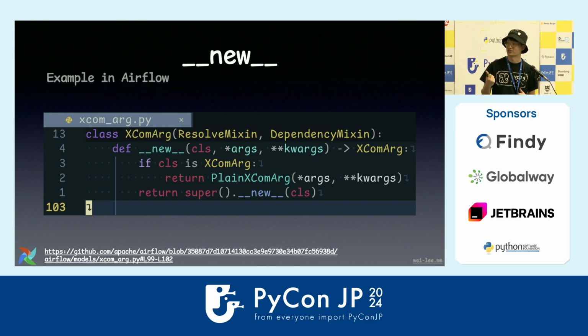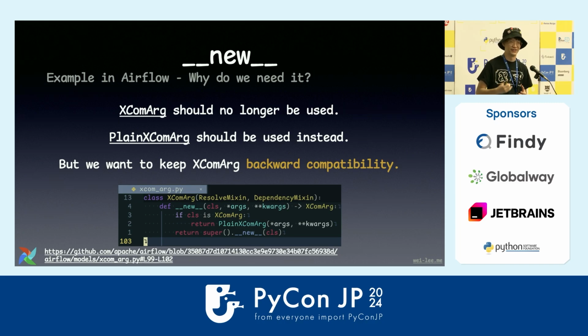In XComArgs, we use this __new__ because XComArg is kind of deprecated. We don't want to use it anymore. So if anyone's calling XComArg, then it will actually return PlainXComArg. But we still need to keep the XComArg for backward compatibility, because older versions of Airflow might still use this one. But yeah, we want everyone to use PlainXComArg or other XComArg subclasses.